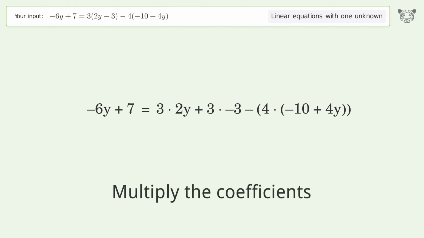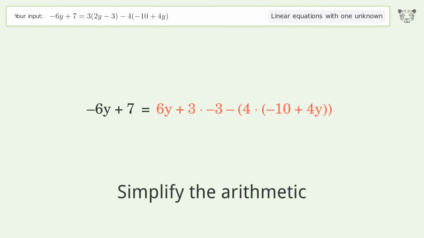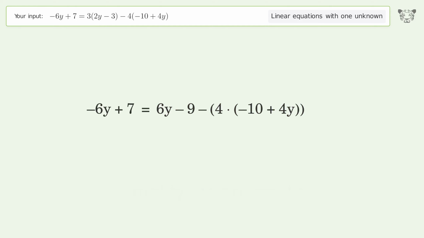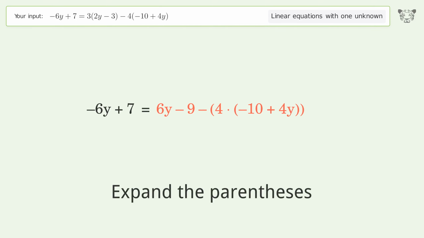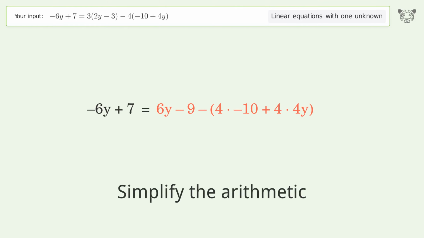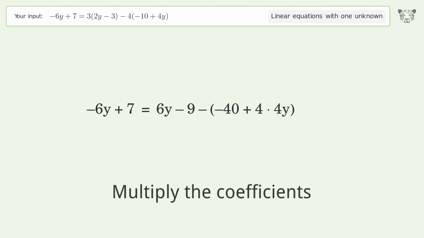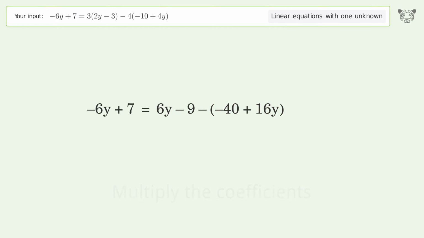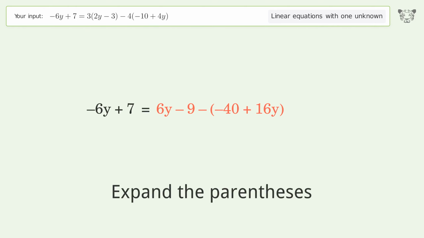Multiply the coefficients. Simplify the arithmetic. Expand the parentheses. Simplify the arithmetic. Multiply the coefficients. Expand the parentheses.